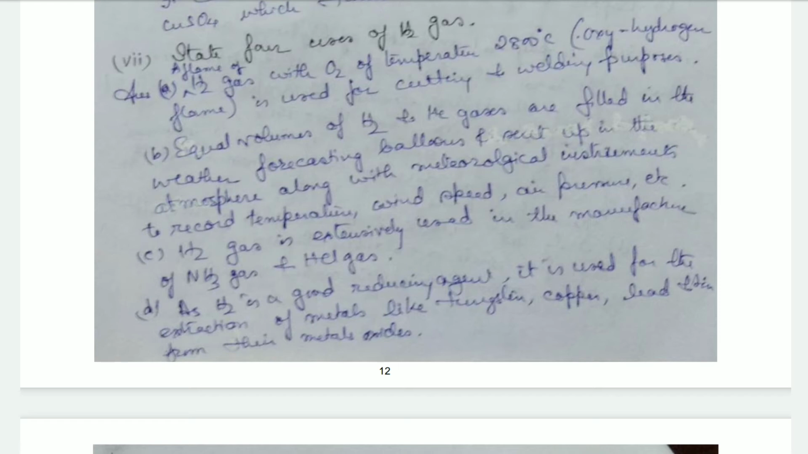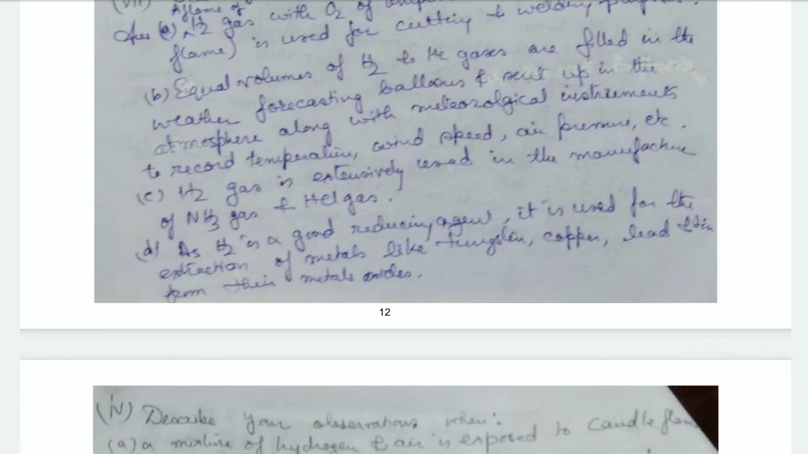Then equal volumes of hydrogen and helium gas are filled in weather forecasting balloons, and they are sent up in the atmosphere along with meteorological instruments to record temperature, wind speed, air pressure, etc. That is, they are used for weather forecasting.